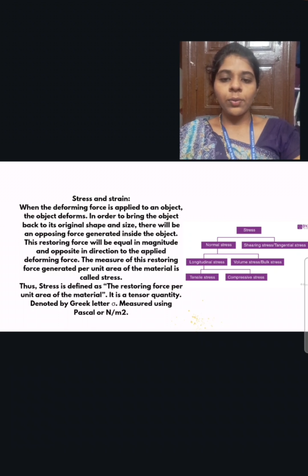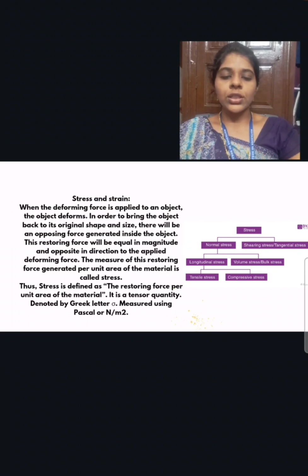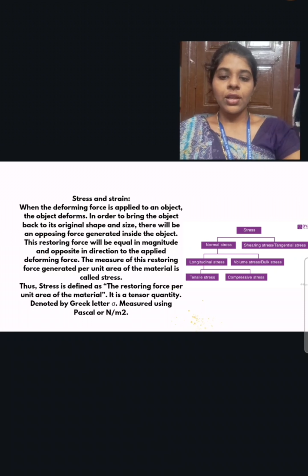Stress. When a deforming force is applied to an object, the object deforms. In order to bring the object back to its original shape and size, an opposing force is generated inside the object. This restoring force will be equal in magnitude and opposite in direction to the applied deforming force. The measure of this restoring force generated per unit area of the material is called stress. Thus, stress is defined as the restoring force per unit area of the material. It is a tensor quantity denoted by a Greek letter, measured using Pascal or Newton per meter square.